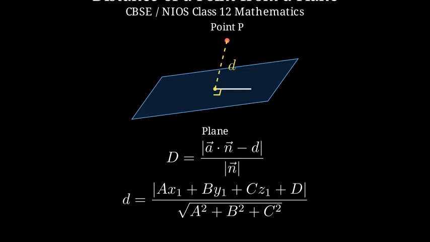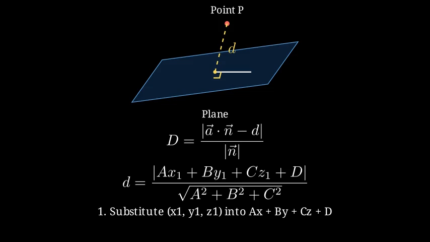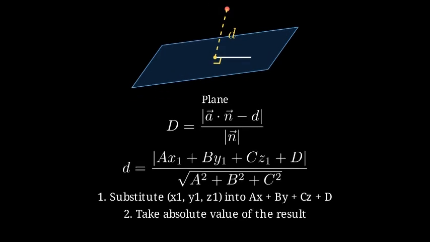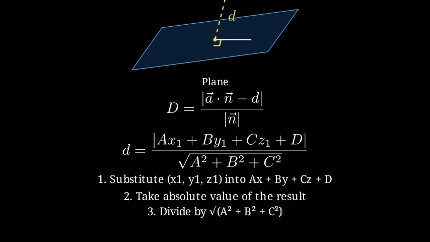Here are the steps. Step 1. Plug the point coordinates into the plane equation. Step 2. Take the absolute value. Step 3. Divide by the square root of a squared plus b squared plus c squared.